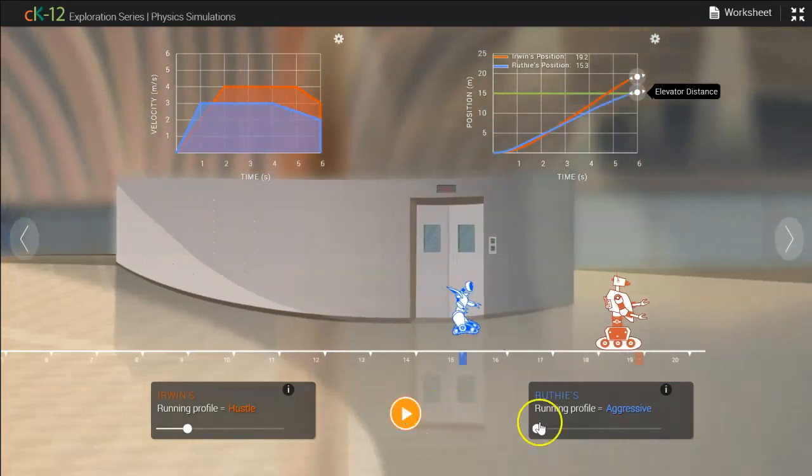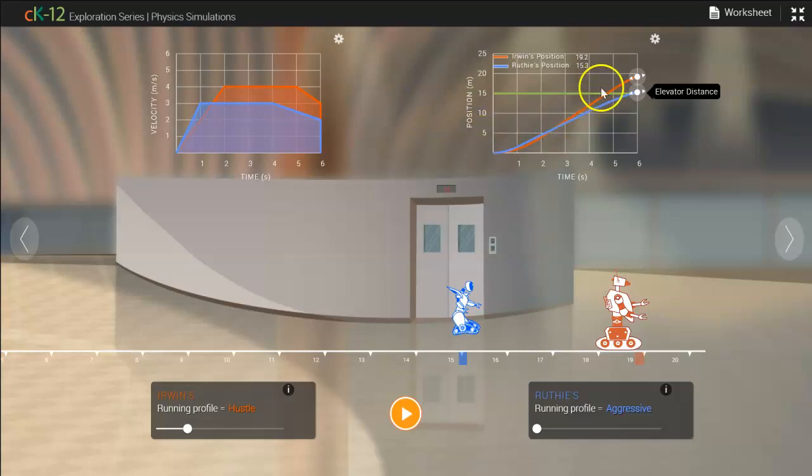All right. So when Erwin hustles, he has a greater acceleration, okay, because he's got a steeper slope, but he still comes to that place where he's cruising, right? So there's no acceleration here. Then he decelerates and comes to a stop. Okay, so it basically looks very similar to Ruthie's, but because he accelerated very quickly and he's hustling, he gets to a greater velocity.